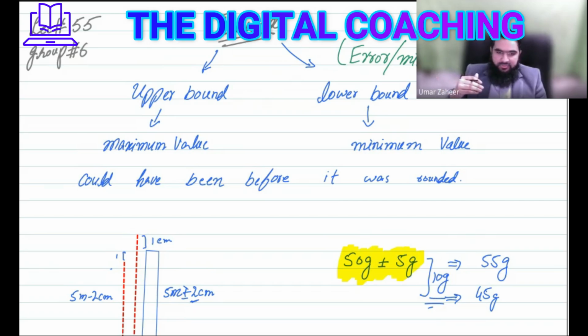Obviously he is going to give you the value, accurate up to 5 grams like this. If it is given that it is accurate to about 5 grams, you have to add 5 and subtract 5. You will get the value of the upper bound, and you will get the value of the lower bound.